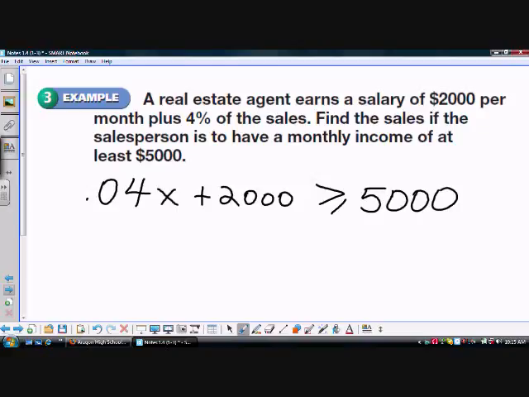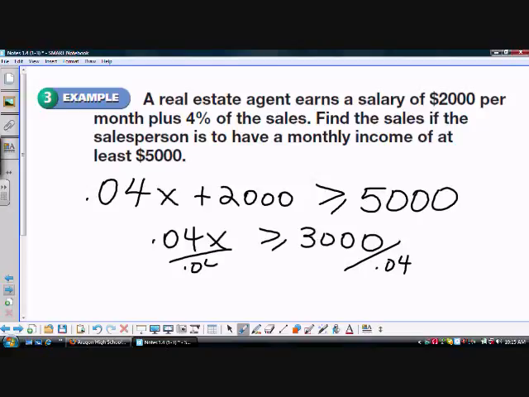Okay, let's solve it. Subtract 2,000 from both sides, and I get 0.04x is greater than or equal to 3,000. Divide both sides by 0.04. And x is greater than or equal to, anybody have a calculator? 7,500? 75,000, that sounds more correct. Okay, so he needs to have sales of at least $75,000 worth of real estate.